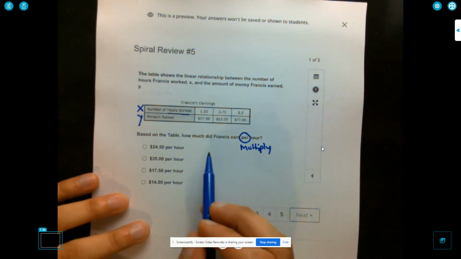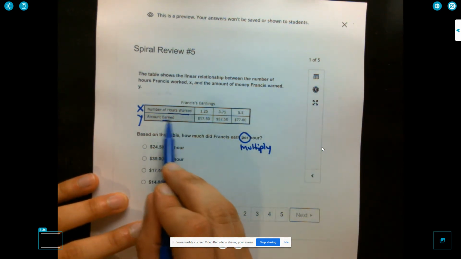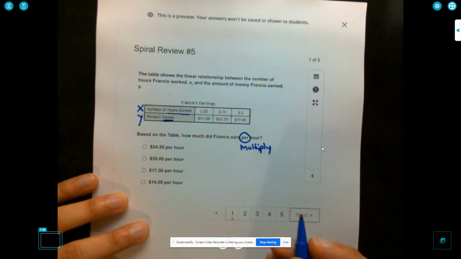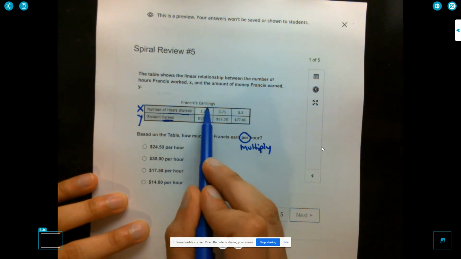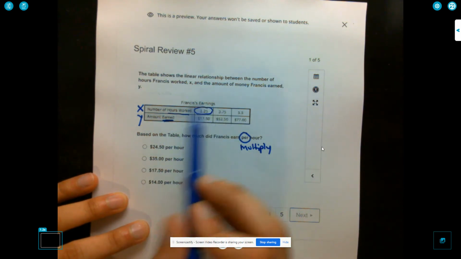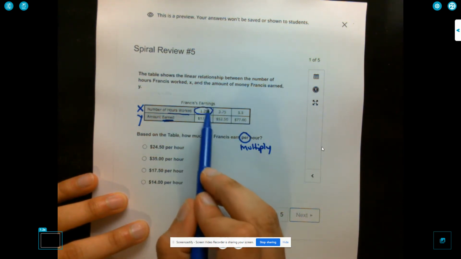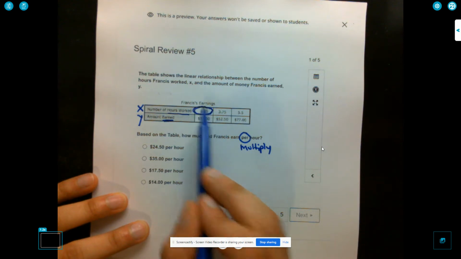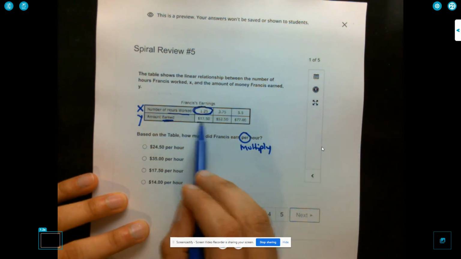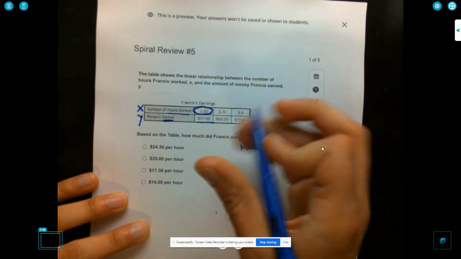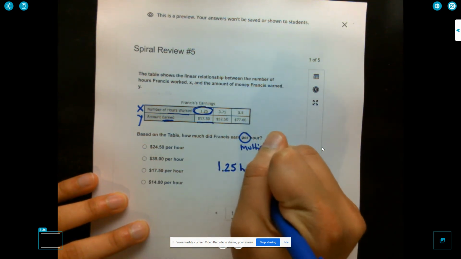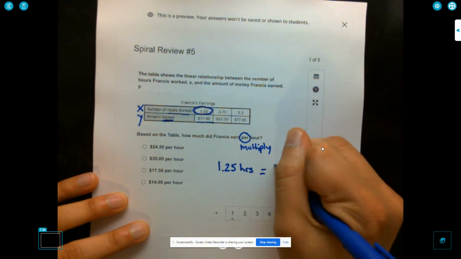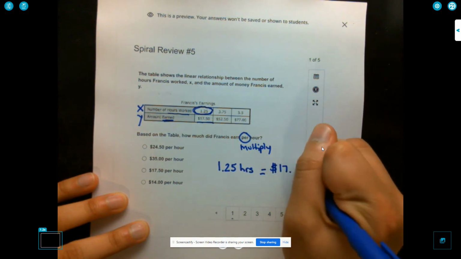All right, so it wants to know how much Francis earns per hour. So what we're going to do is we're going to set up a proportion. So if we know that Francis works an hour and a quarter, she earns $17.50. So we can set up a proportion. So 1.25 hours is equal to $17.50.